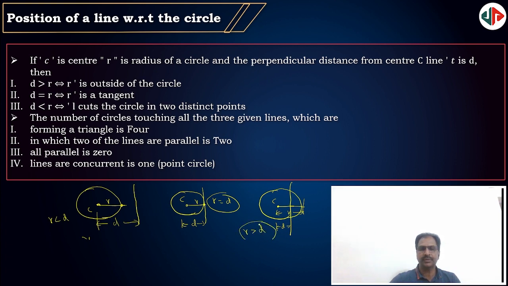So how to find the position of a line with respect to a circle? By finding two values, R and D. R is the radius of the circle, D is the perpendicular distance from the center of the circle to the line. If R is less than D, the line lies completely outside the circle. If R is equal to D, then the line touches the circle. If R is greater than D, then the line intersects the circle at two distinct points. Okay.